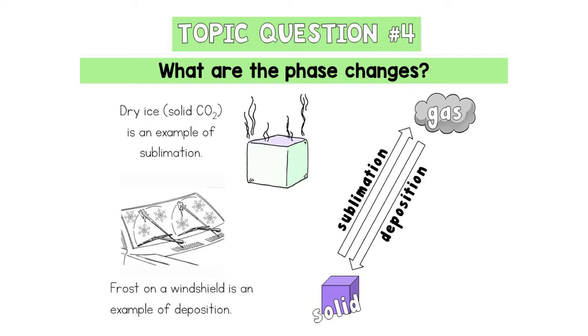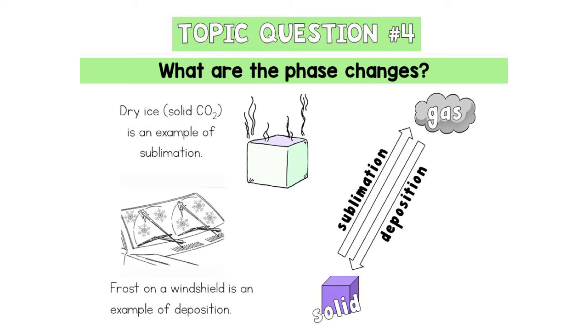What else can you do with a solid? Well, if you add a lot of heat energy at once, or if the pressure is right, you can actually go from a solid to a gas. This is called sublimation. Dry ice is an example of sublimation. That's what makes a lot of those fog effects in plays and movies.